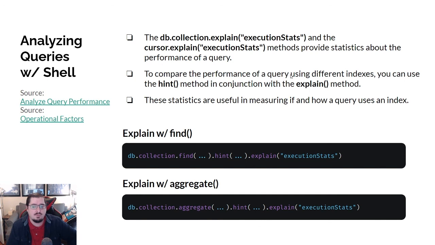So to compare the performance of a query using different indexes, you can use the hint method in conjunction with explain. So hint will allow you to say, well, use this index and let's see what it would do if it was using this index instead. So these statistics that you get out of this can be really useful in measuring if and how a query used an index, to see, does it really benefit from one of the indexes that you've added. So this is really important if you're trying to figure out, well, would a composite index make this faster, for instance? Or would adding this index make it actually work better?